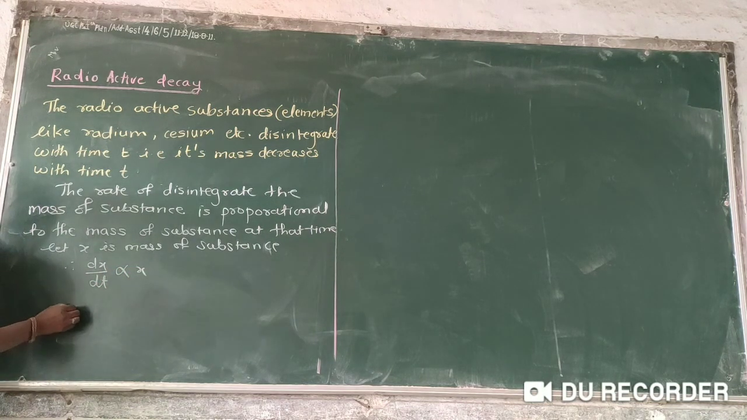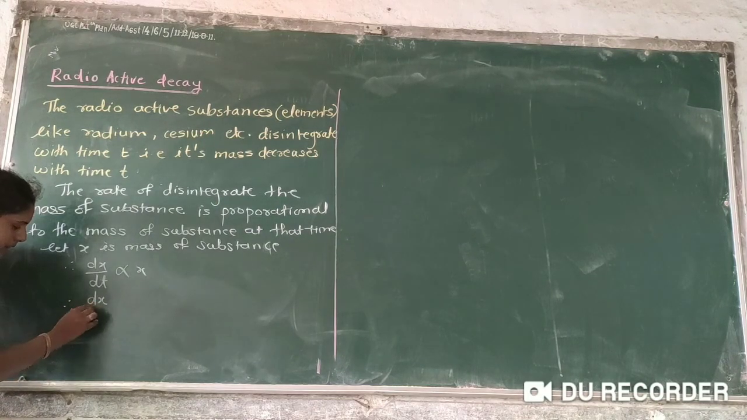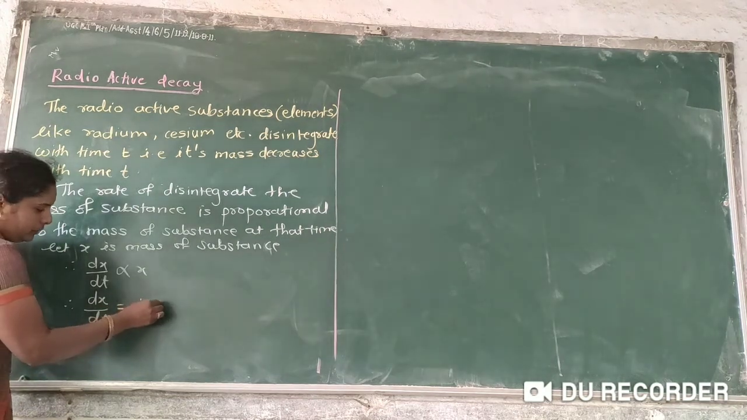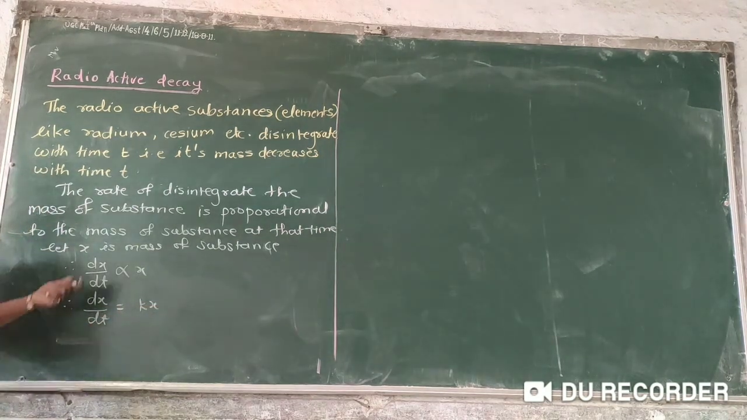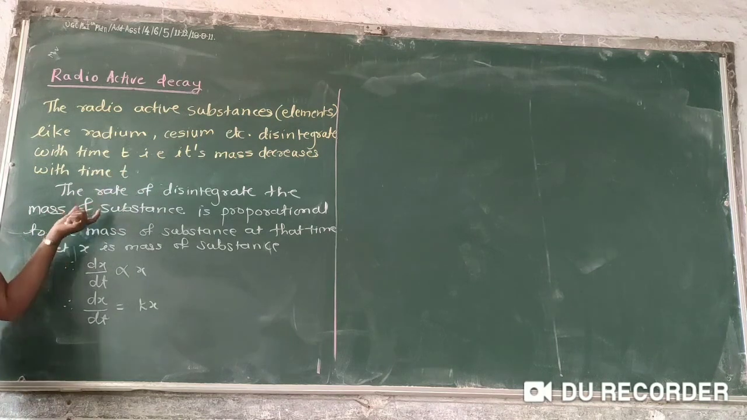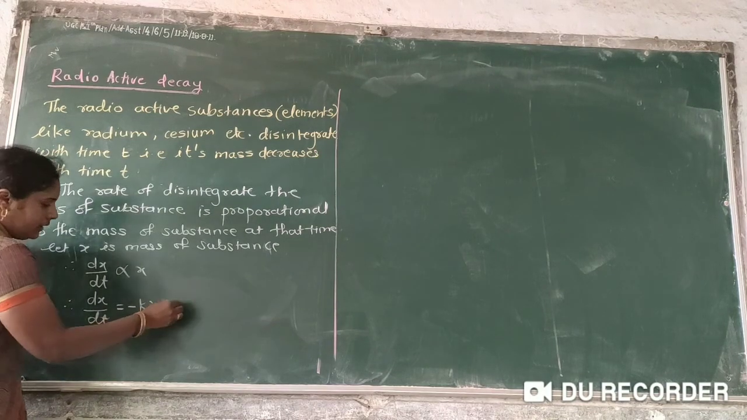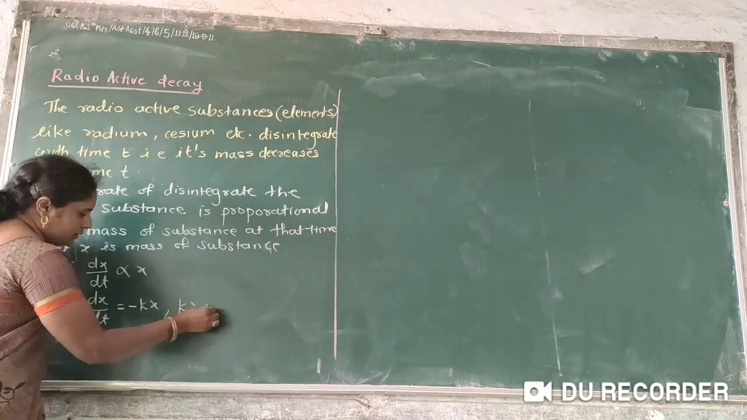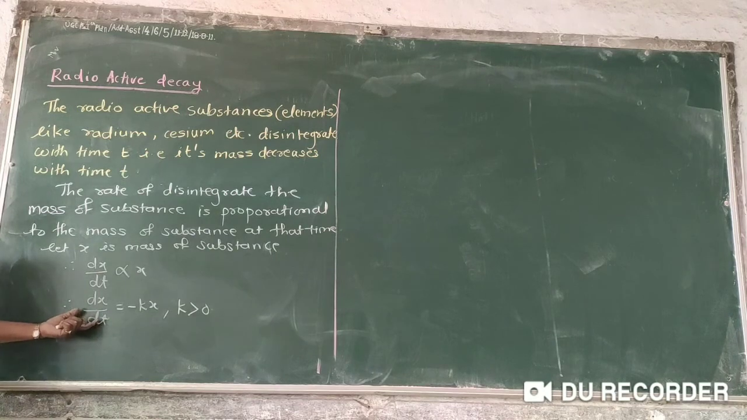Therefore dx by dt is proportional to x. Take k as a proportionality constant, therefore you get dx by dt is equal to k into x. But the mass of the substance is disintegrating, that is, it is decreasing, therefore take a minus sign here, minus kx, where k is always greater than 0. And this is the differential equation.